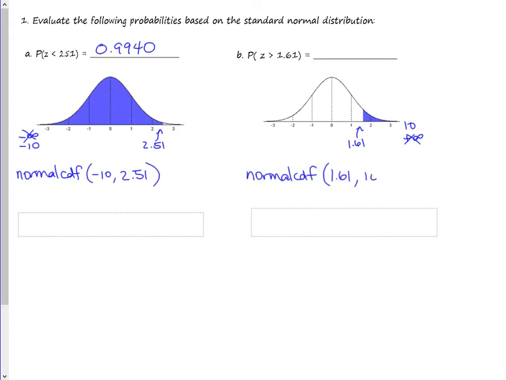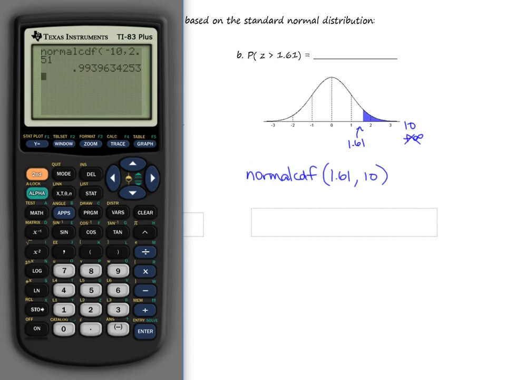1.61, comma 10. And let's try that on the calculator. Normal CDF, 1.61, comma 10. And we get 0.0537 to 4 decimal places.